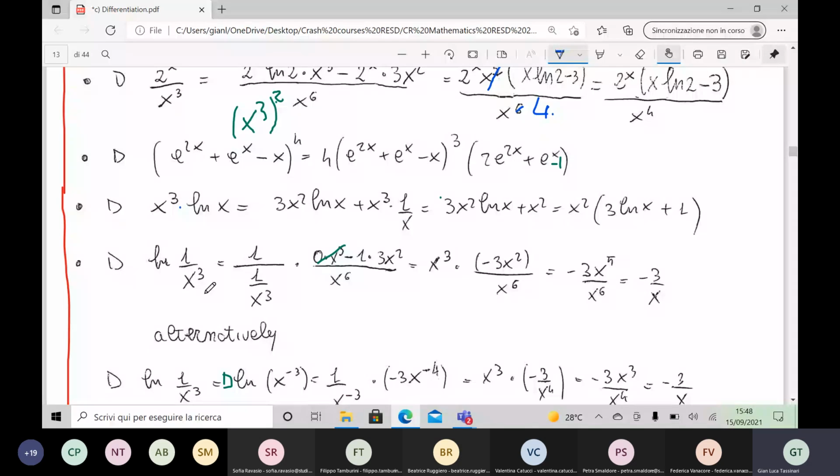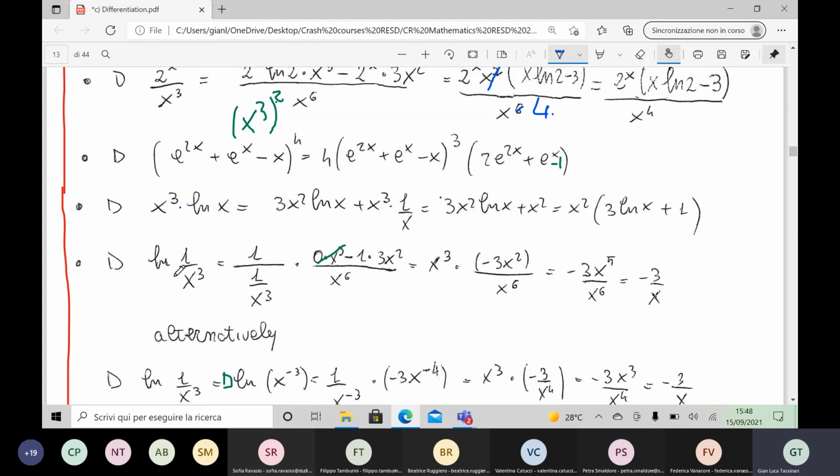Derivative of the logarithm of 1 over x to the power 3. Here I computed the derivative in two ways, but first we follow this way. So what kind of derivative is this one, guys? It is the logarithm of f of x, with base e.